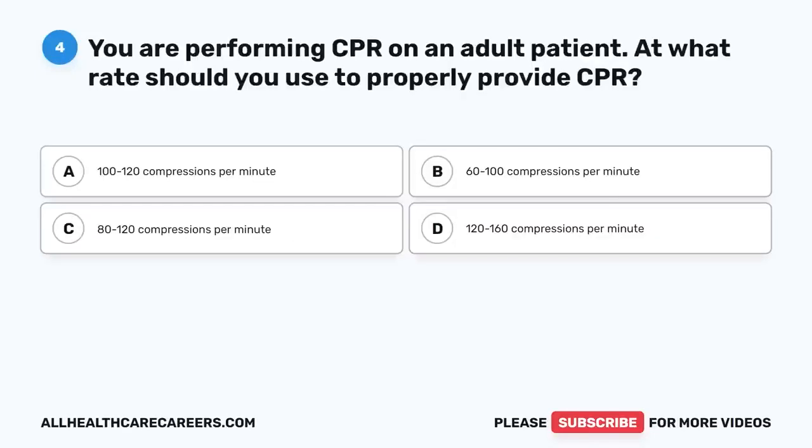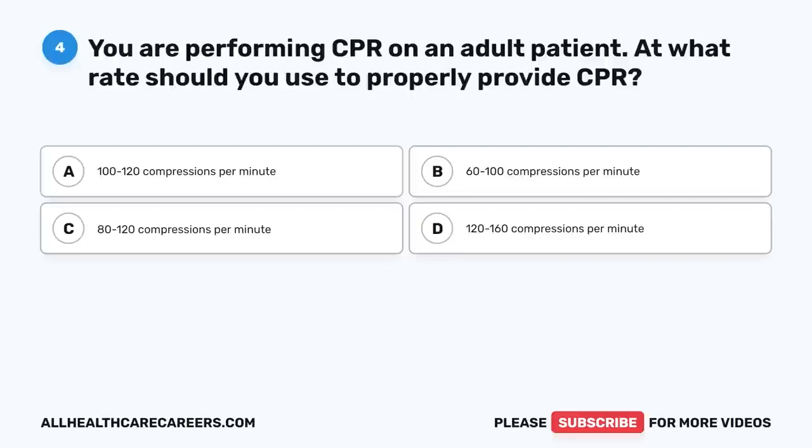Question 4. You are performing CPR on an adult patient. At what rate should you use to properly provide CPR? A. 100 to 120 compressions per minute. B. 60 to 100 compressions per minute. C. 80 to 120 compressions per minute. D. 120 to 160 compressions per minute.